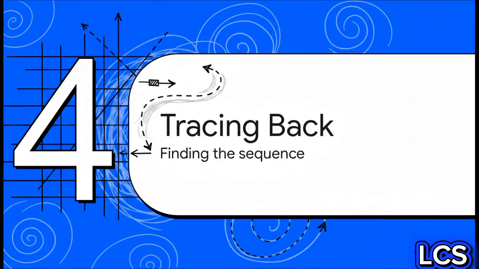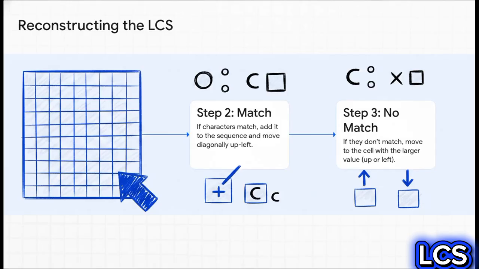Okay, that's great. The number 4 tells us the length, but what is the actual sequence? Well, the cool part is we don't have to do any more math. The answer is already hidden inside the map we just built. We just have to trace our steps backward. And guess what? The rules for going backward are just as simple. We start in that bottom right corner.